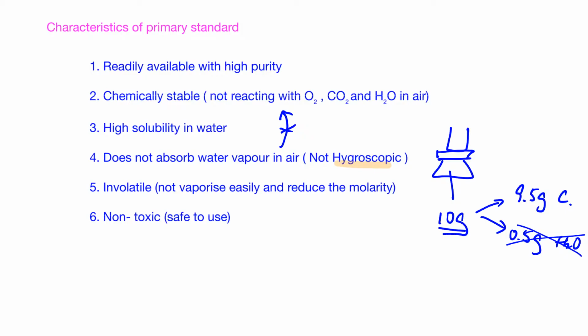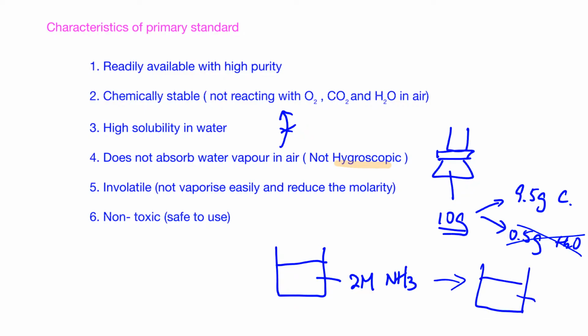And point 5, it has to be involatile. Involatile means that it does not vaporize easily. If some chemical, say for example, I have a solution that says it is 2 M NH3, and I put it there for a few days, if the water or ammonia vaporizes, then maybe the concentration will change to, say, 1.95 M. So in this case, we can't tell the concentration of it accurately, and it should not be used as a primary standard.